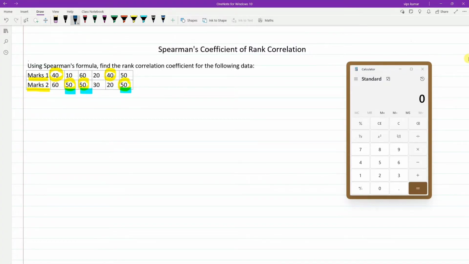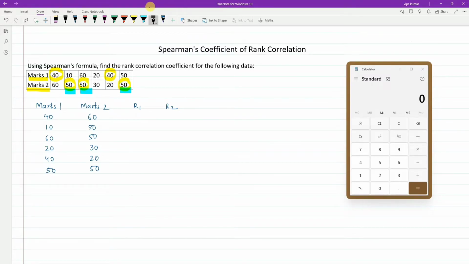So let's start. Firstly, we will rearrange the data. So we have marks 1. We have marks 2. Then we'll be giving ranks to both, R1 and R2. So this is 40, 10, 60, 20, 40 and 50. Here we have 60, 50, 50, 30, 20 and 50. We are going to assign ranks on the basis of descending order of the marks.